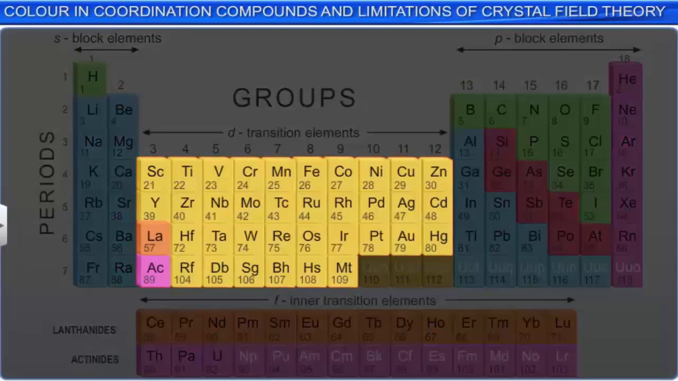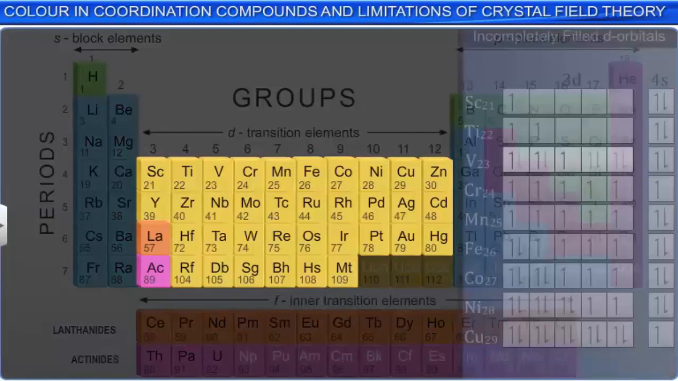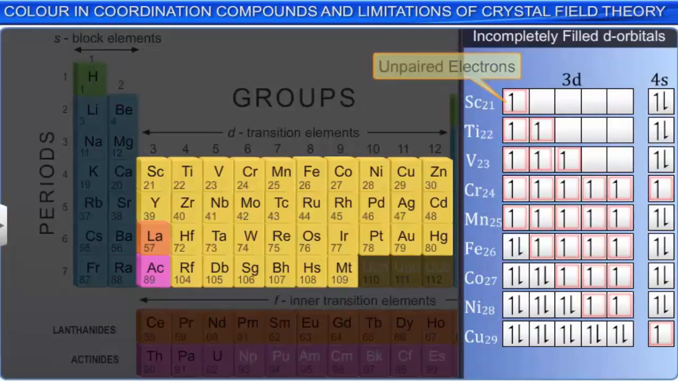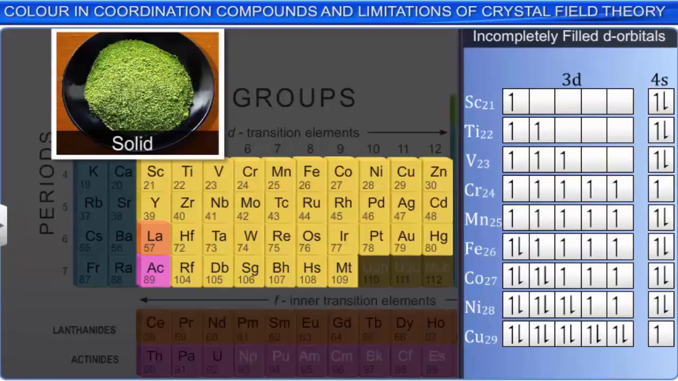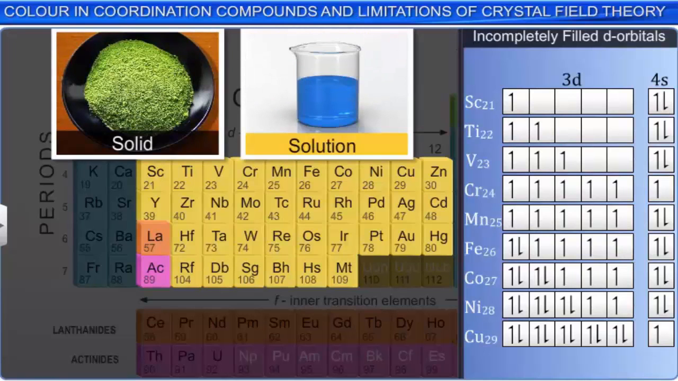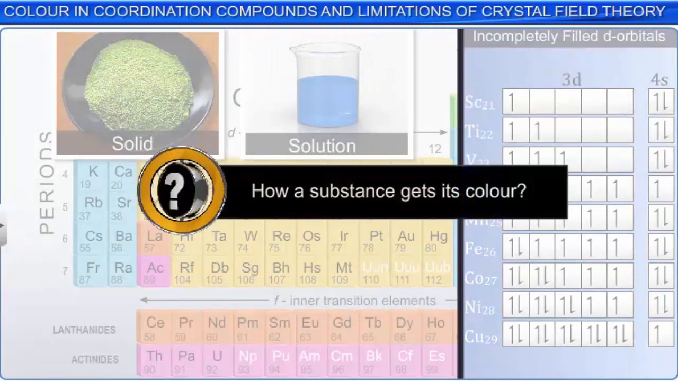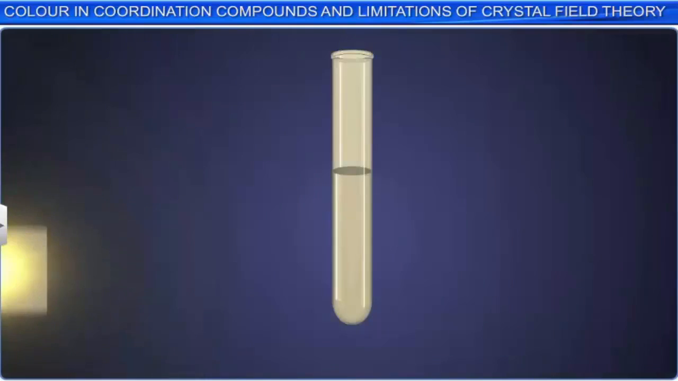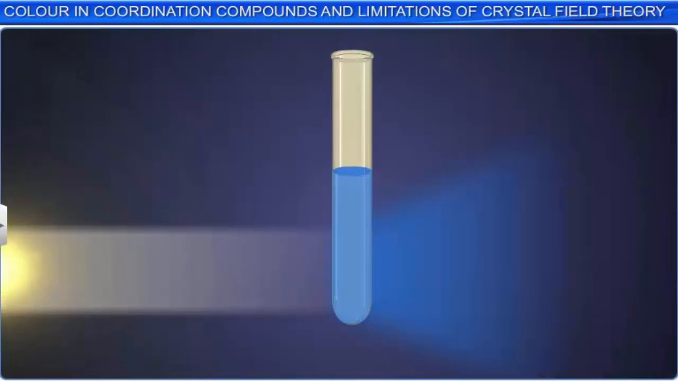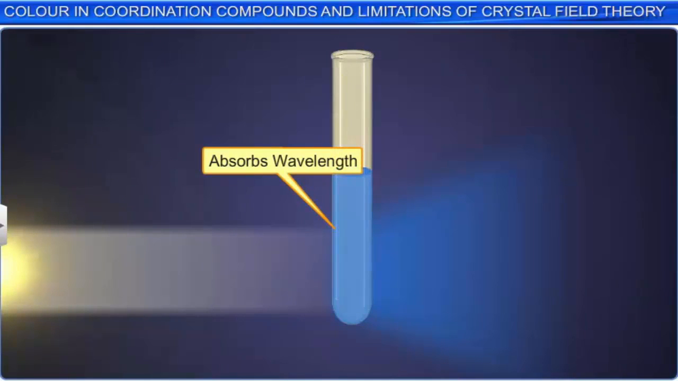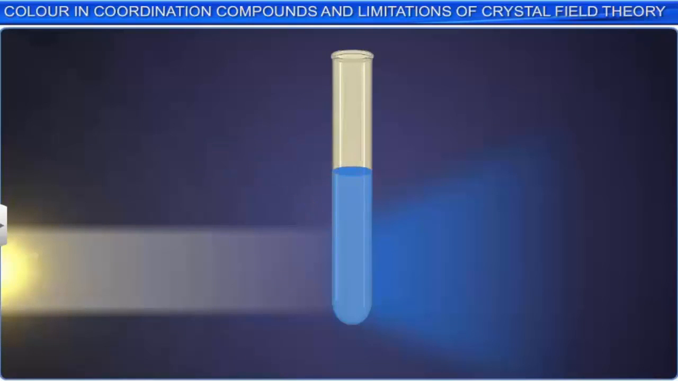Transition metal atoms, or ions, with one or more unpaired electrons and their complexes exhibit color both in their solid and solution states. Let us see how a substance gets its color. When white light passes through a substance, it absorbs some of the wavelengths. The light transmitted by the substances is deprived of the wavelengths that have been absorbed.